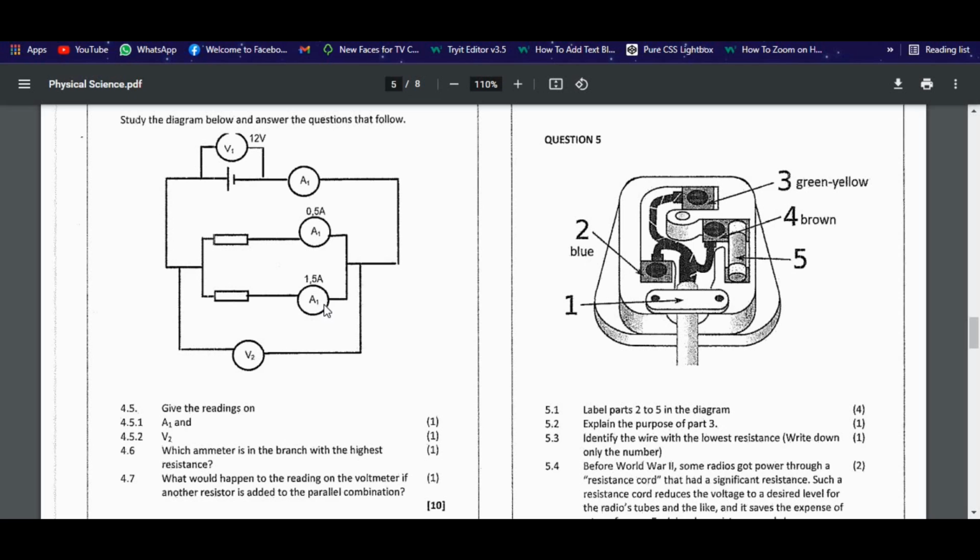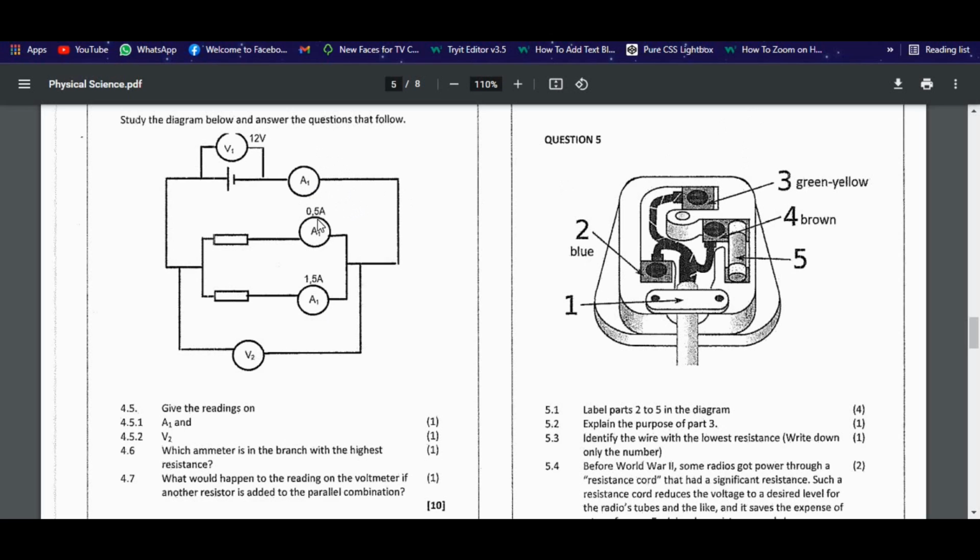One and a half plus... Oh, wait, basically 1.5 plus a half. What is the answer? 2. So the reading on ammeter 1 should be 2 amps, because that's the current in the circuit.